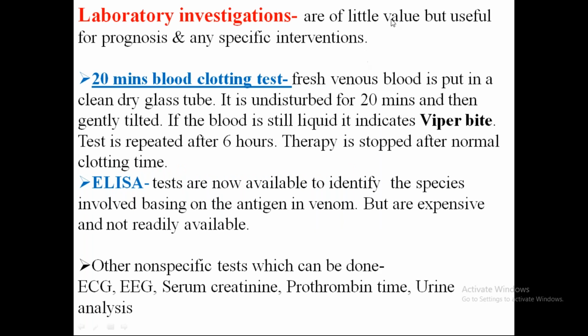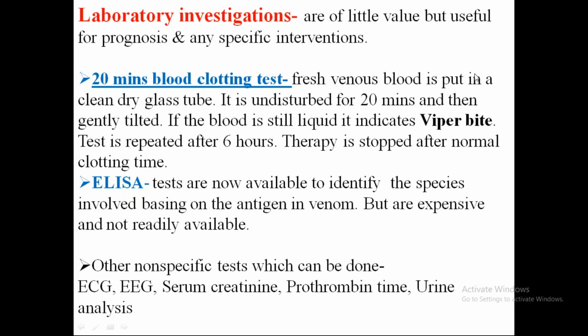So laboratory investigations are of little value, but they may be useful for some prognosis and specific interventions. One thing is the clotting test. We call it the 20 minutes clotting test, where we take a fresh venous sample and keep it in a dry glass tube, and then we leave it for 20 minutes undisturbed, and then we gently tilt it. If the blood is still in liquid state, it indicates viper bite.